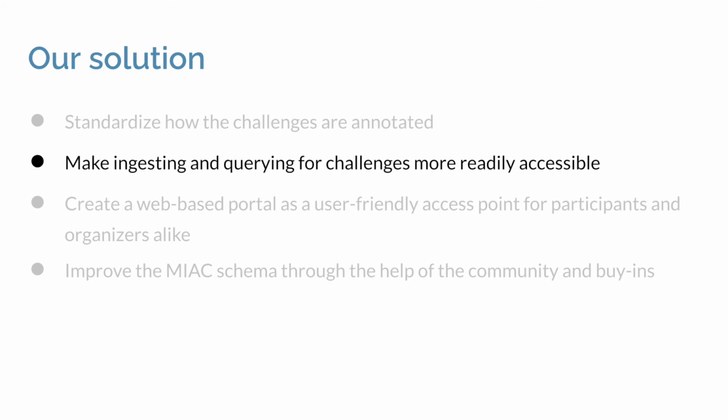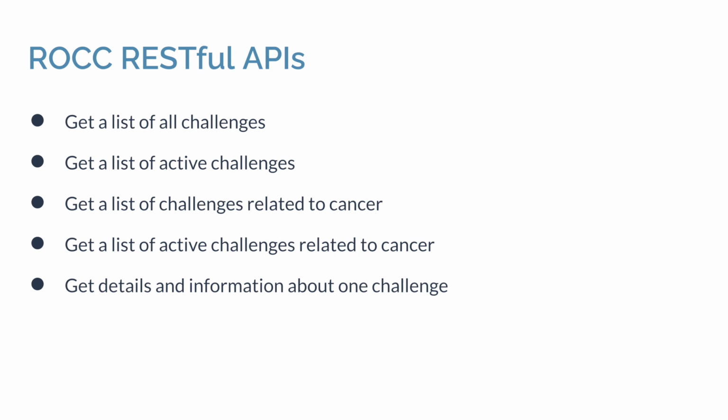The first of which I will look at is the ROCC RESTful APIs. Our first sprint of the APIs is mostly focused on retrieving the data, such as getting a list of all the challenges, getting lists of all the active challenges, getting lists of challenges related to cancer, getting a list of all active challenges related to cancer, and getting details and information about one particular challenge.